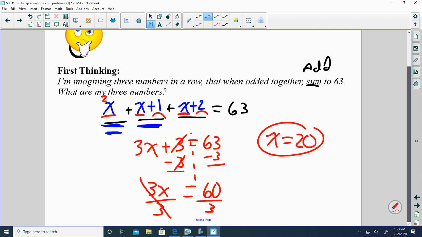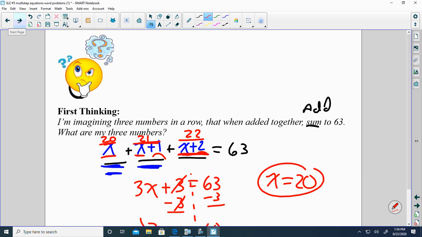So if this one's 20, how much is this one then? What's 20 plus 1? Yeah, 21. What's 20 plus 2? Yeah, 22. If I add 20, 21, and 22 together, I get 63. So this is just a little bit deeper thinking of what we've been working with, but it totally works with solving linear equations.